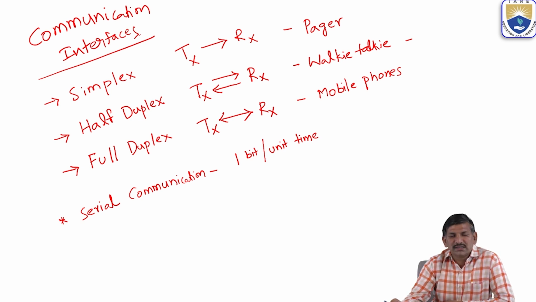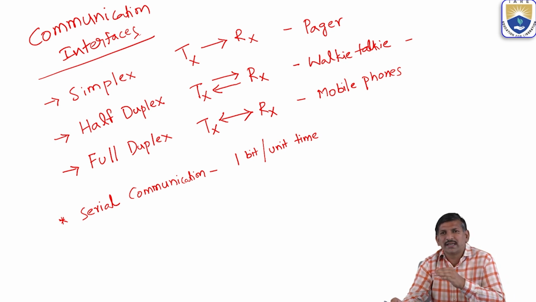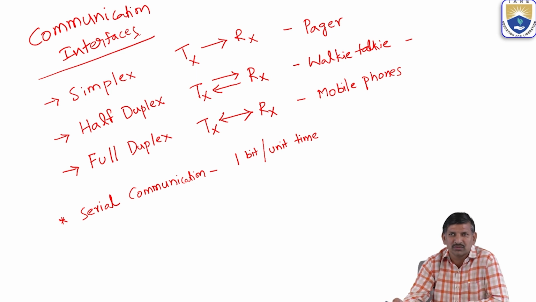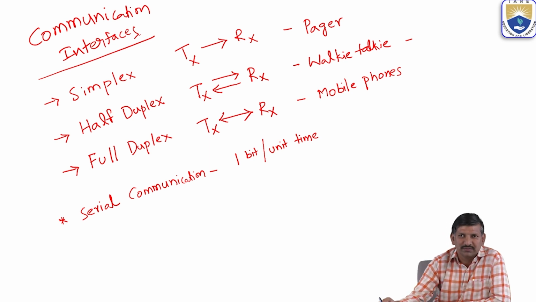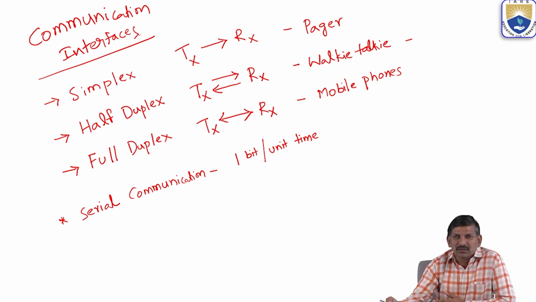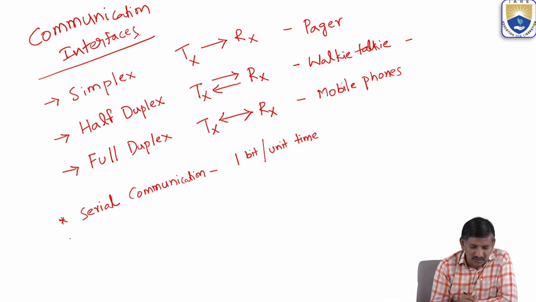So, what is the advantage of this type of communication? Only one communication line is required. So, the cost of the communication equipment is less. That is the advantage, low cost communication. Only one communication wire is sufficient. Mostly in our daily life, we are using serial communications. Sometimes, if you want to improve the speed, improving the speed means in unit time you send more than one bit. For that, parallel communication is designed.